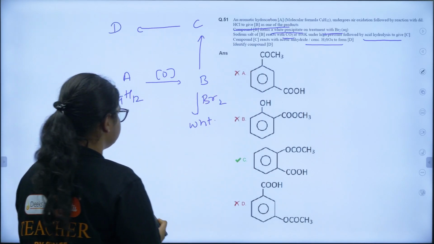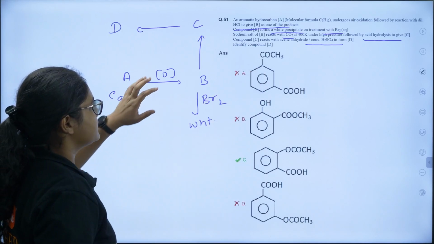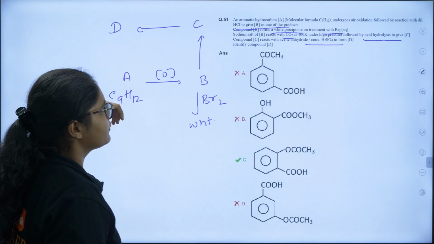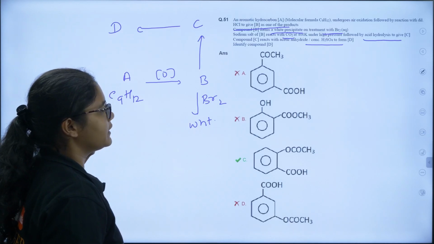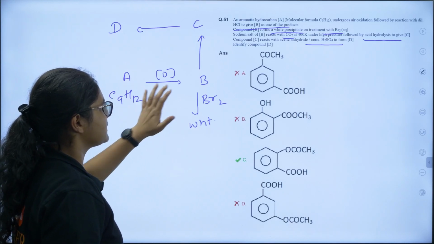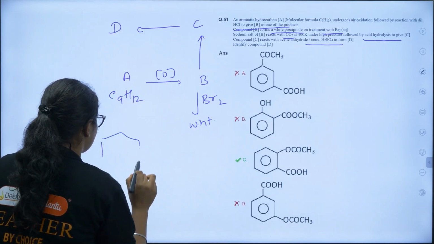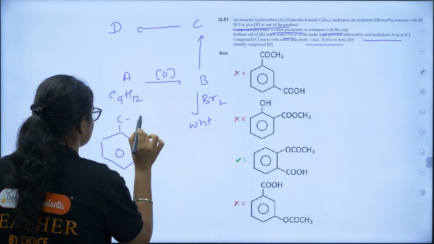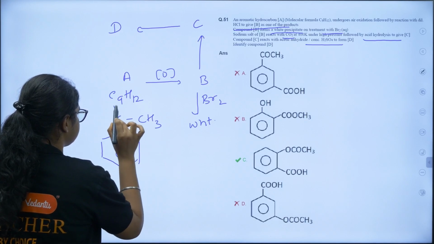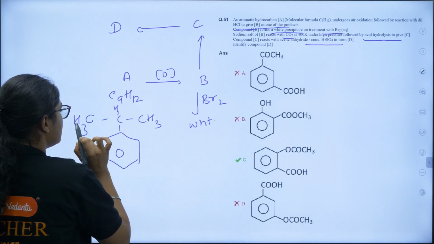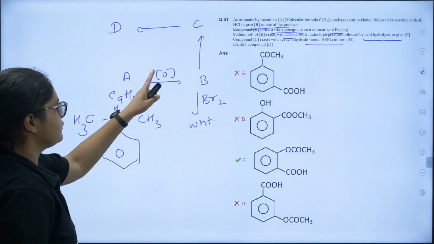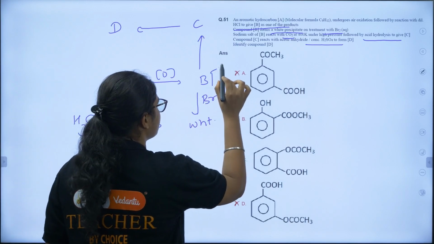Identify the compound D. If you see this C9H12, undergoing air oxidation followed by reaction with dilute HCl gives B as one of the products. So this one is your phenol, and this one must be the cumene. We have this method of preparation. So A is your cumene, and when you do hydrolysis, B is your phenol.